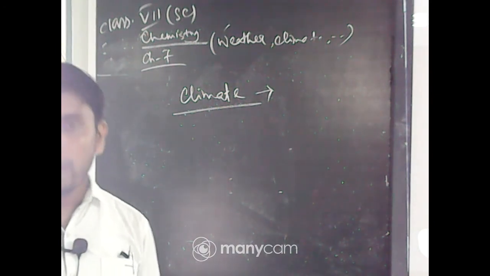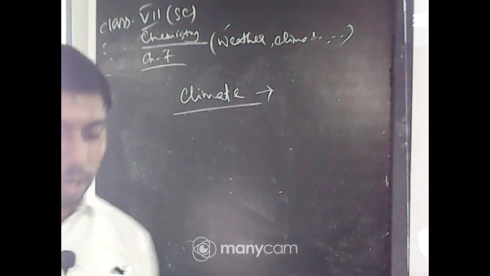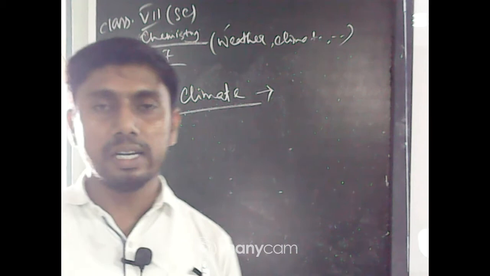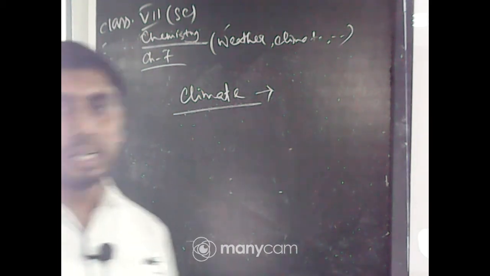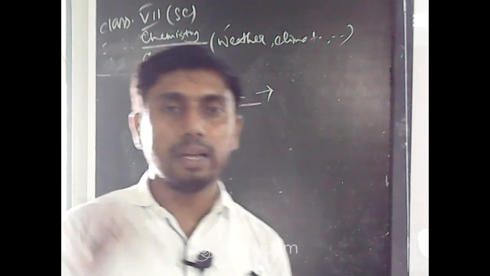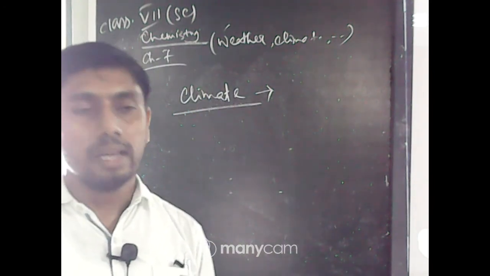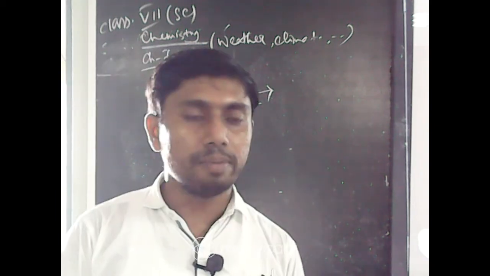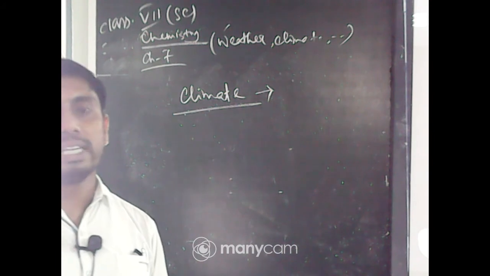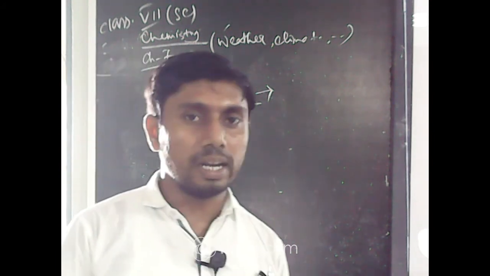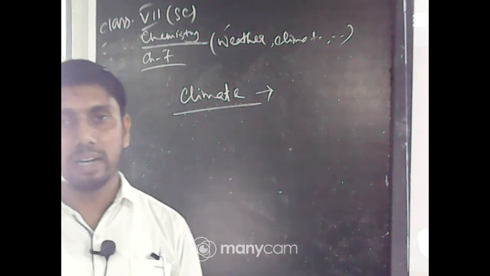Now, which are the factors which affect the climate? First of all, climate is a characteristic of the location of that place. The location is identified by two terms, latitude and altitude. With respect to latitude and altitude, there is a specific weather pattern.